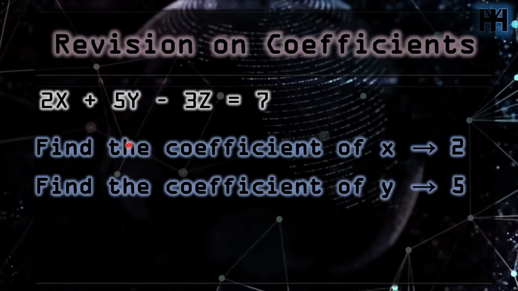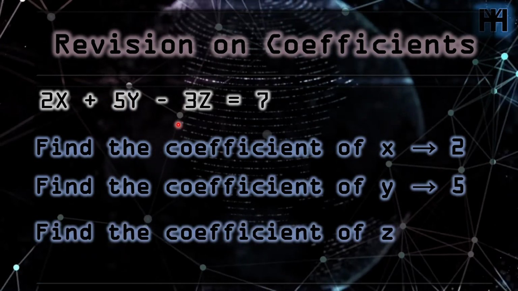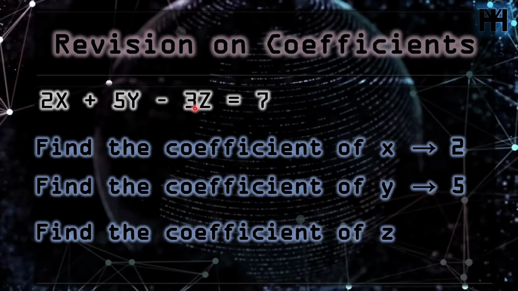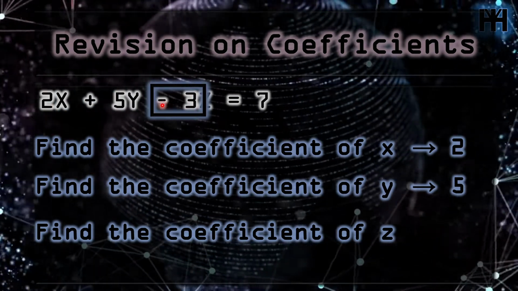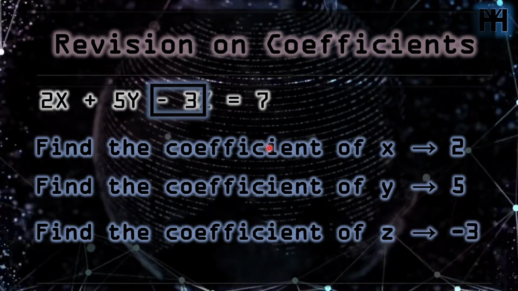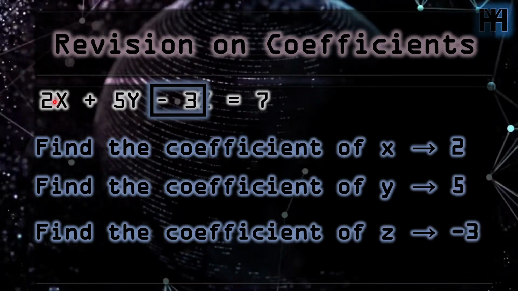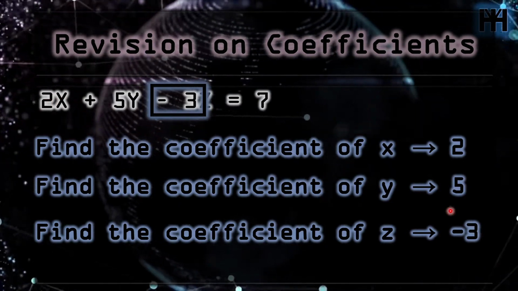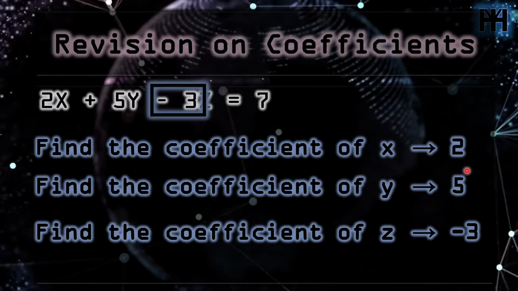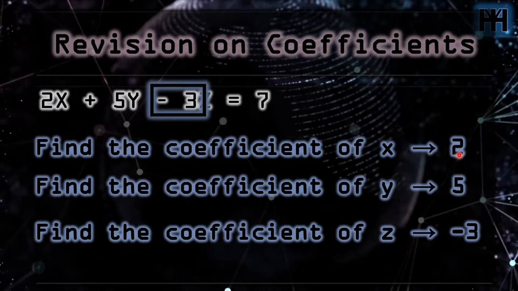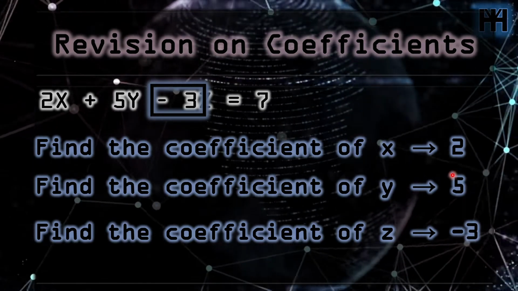The coefficient of z, it won't be 3, it will be negative 3. Don't forget the sign. Okay, why didn't we put positive in front of the 2 and in the 5? Because there is no point in doing that. Any number that doesn't have negative in front of it is a positive number.